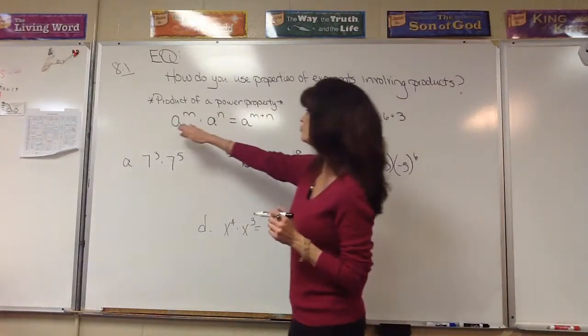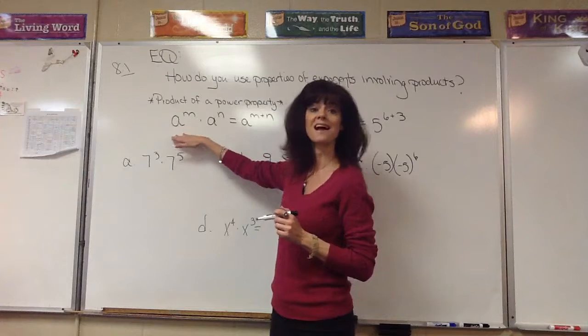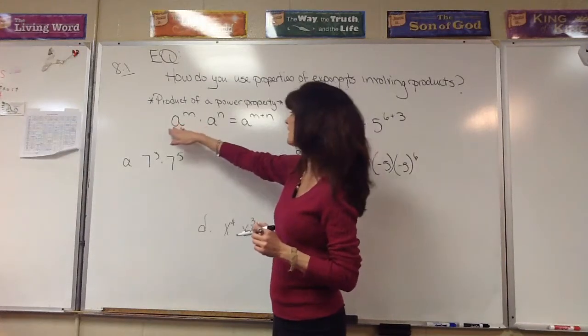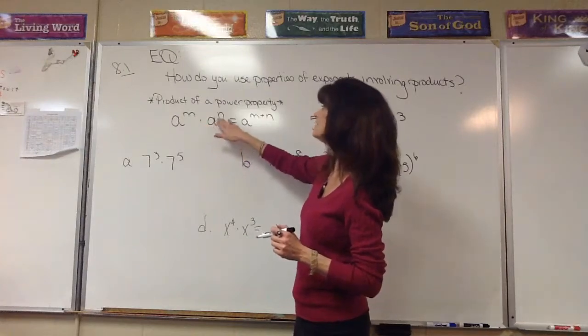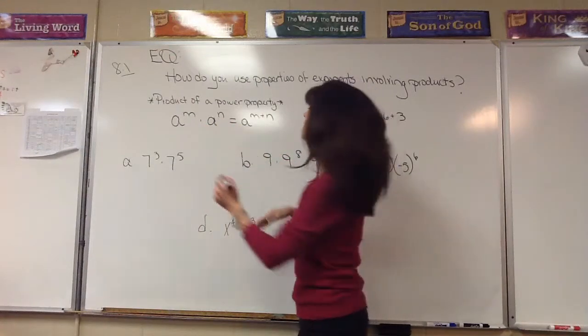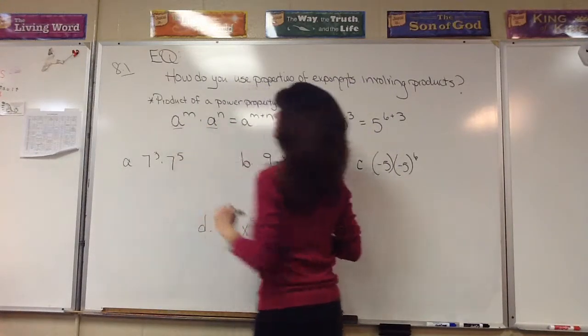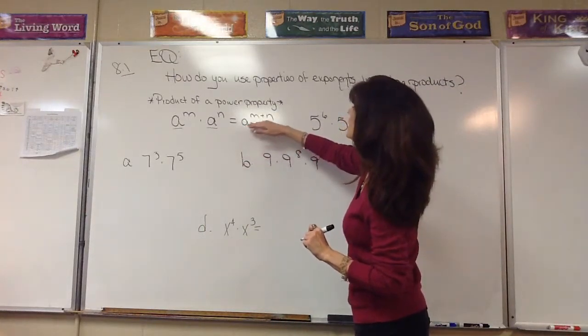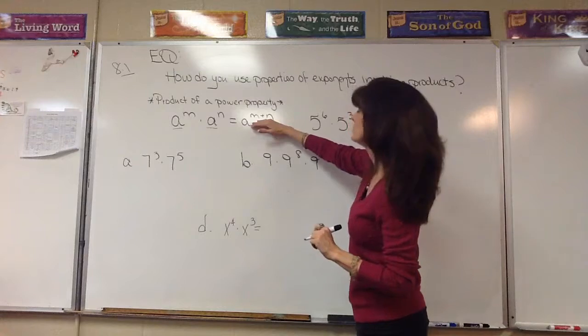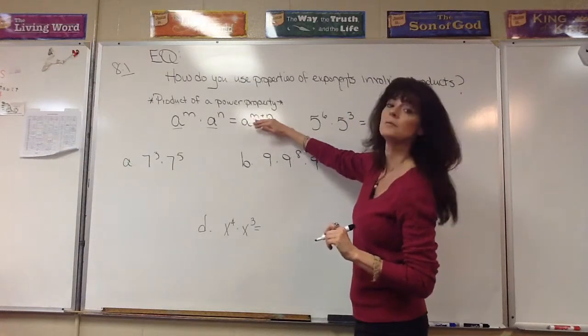Anytime I have two bases that are exactly the same, such as in this case we have a to the m power times a to the n power, notice our bases are exactly the same. I will take the base and then the exponents and add them. So my answer would be a to the m plus n.